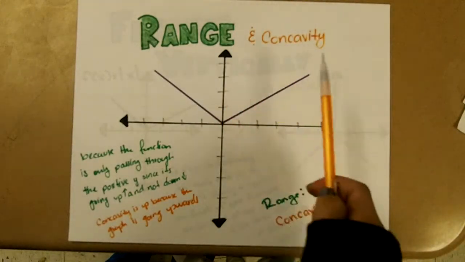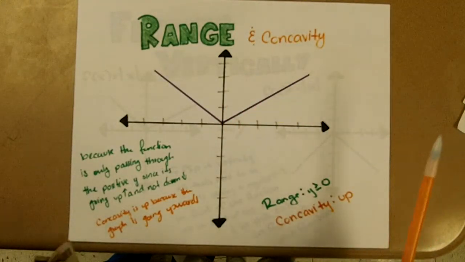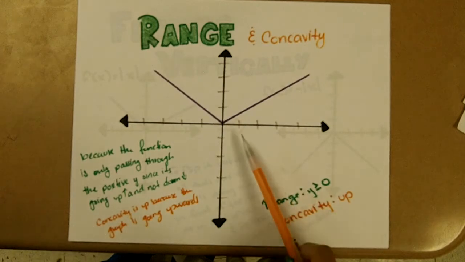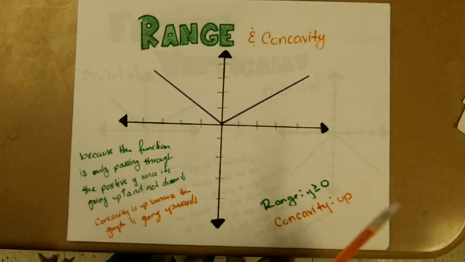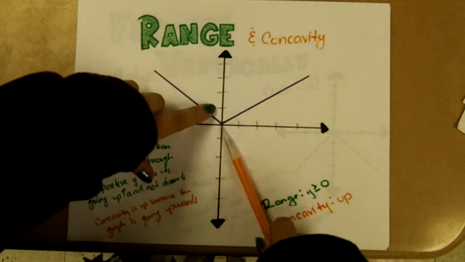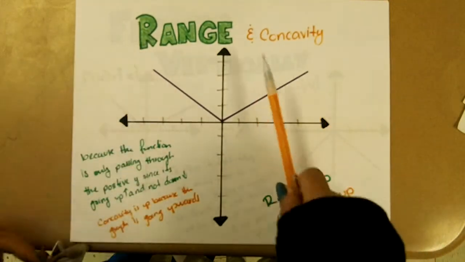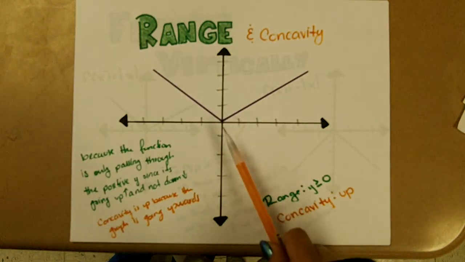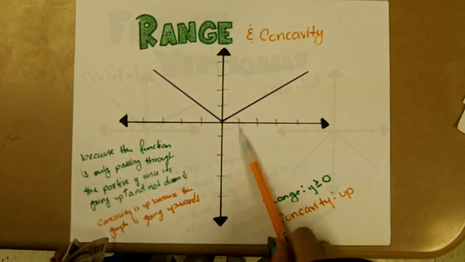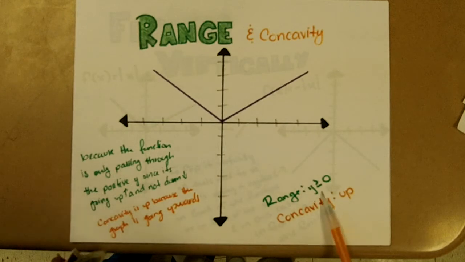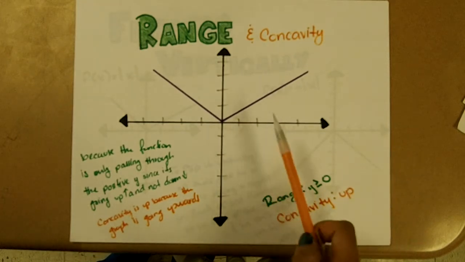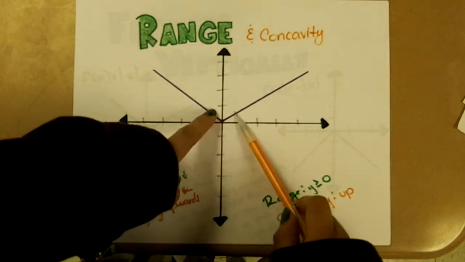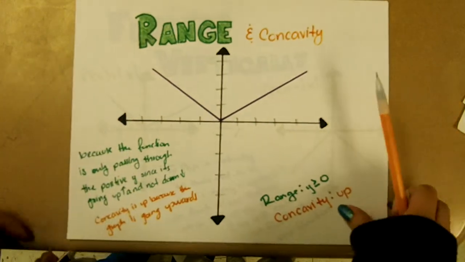As for the range and concavity of this function, the range would be y is greater than or equal to 0 because the function is passing through the positive. You see? And it's touching 0, but it's not going negative or anything. That's why it would have to be y is greater than or equal to 0. As for the concavity, it would have to go upwards because that's what it's doing. It keeps going up and up.